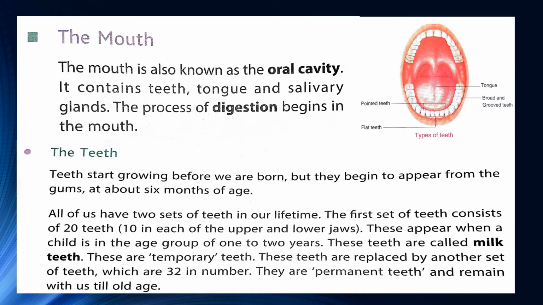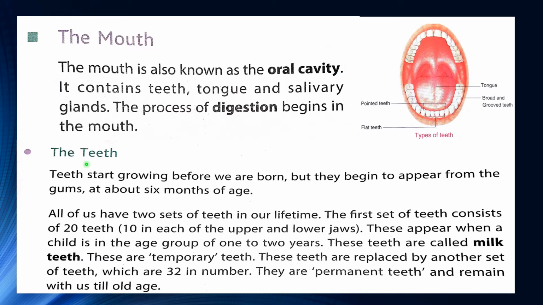Students, the first organ of the human digestive system is the mouth. The mouth is also known as the oral cavity. It contains teeth, tongue, and salivary glands. The process of digestion begins in the mouth.